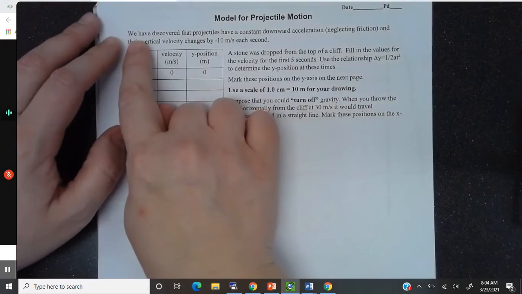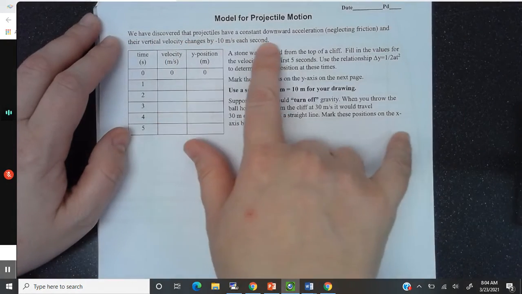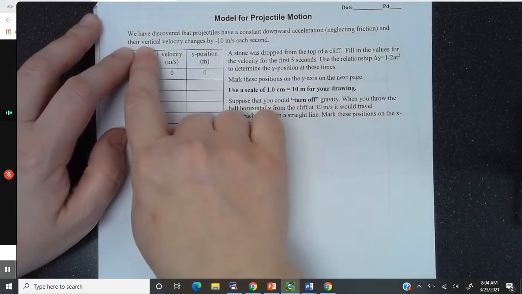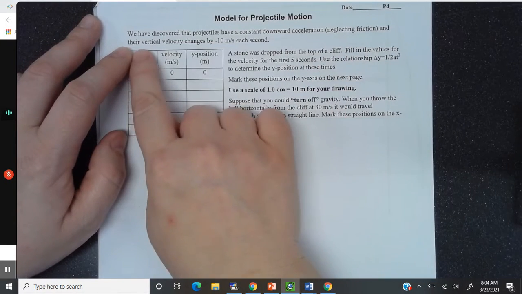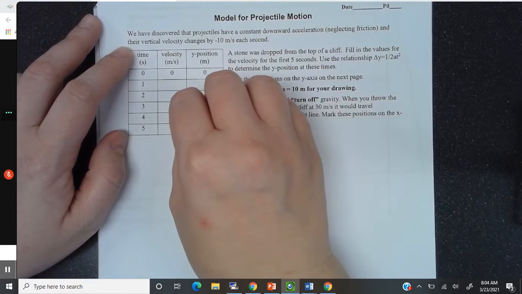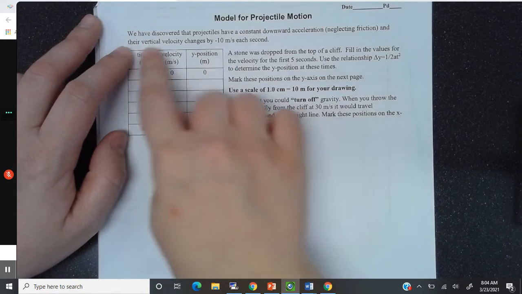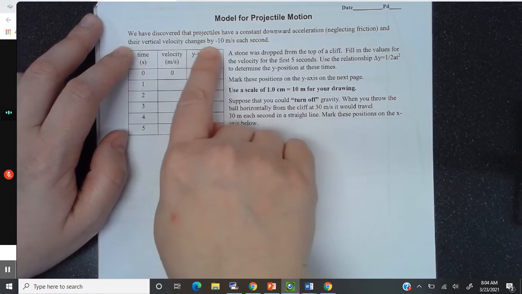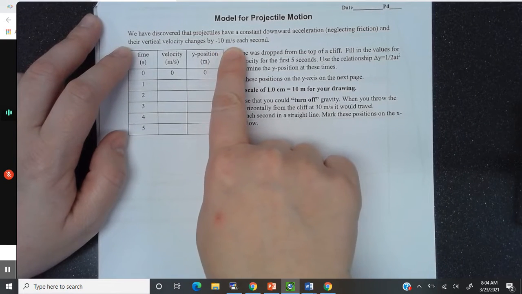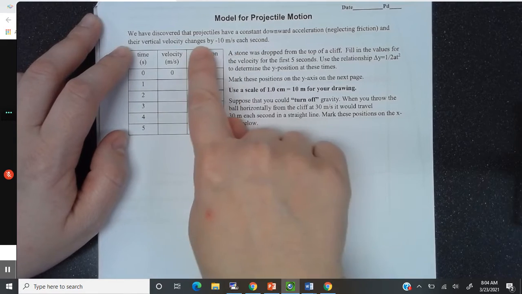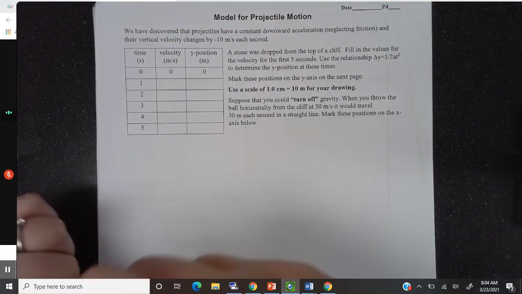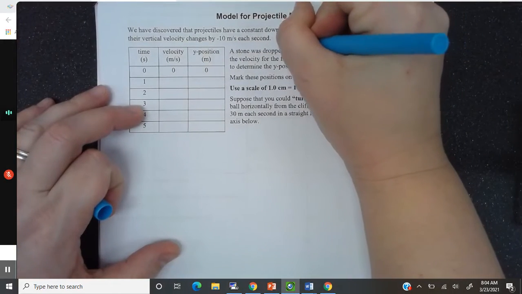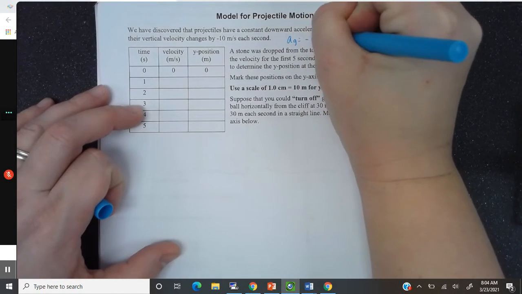And in this case, it's a rock that gets thrown off a cliff. So it says that we have discovered projectiles have a constant downward acceleration, which we did in one of those online labs. Free Fall 5 was what it was called. And their vertical velocity changes by minus 10 meters per second each second. So this part right here is referring to acceleration due to gravity. So that's what this guy is. Acceleration due to gravity is minus 10 meters per second squared.